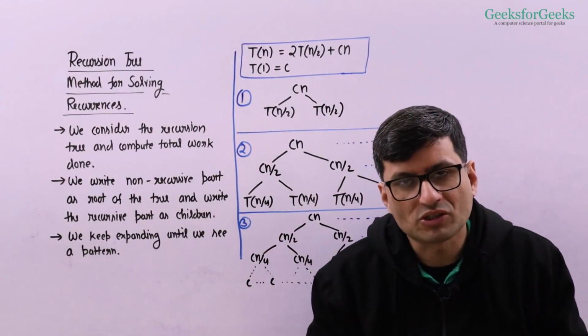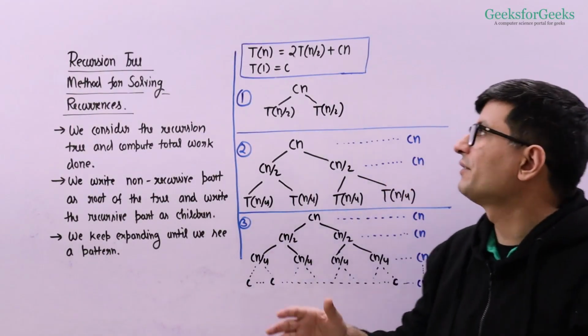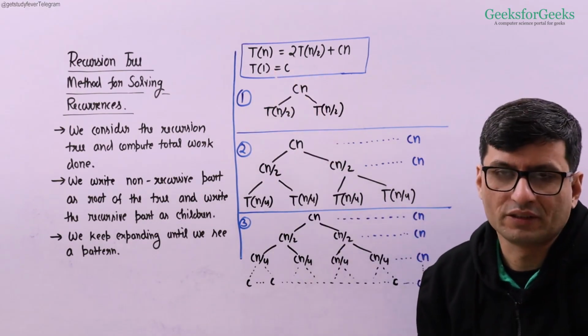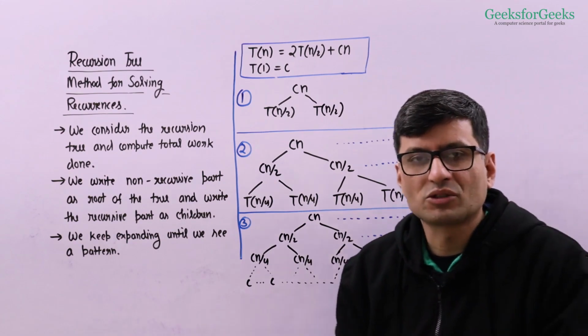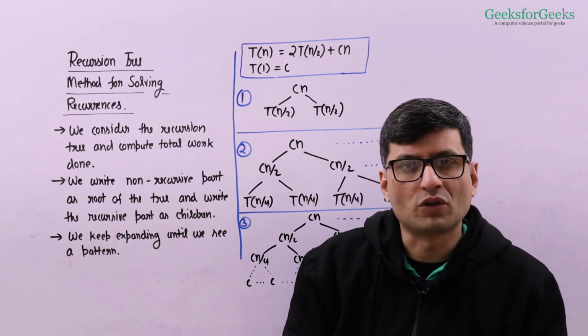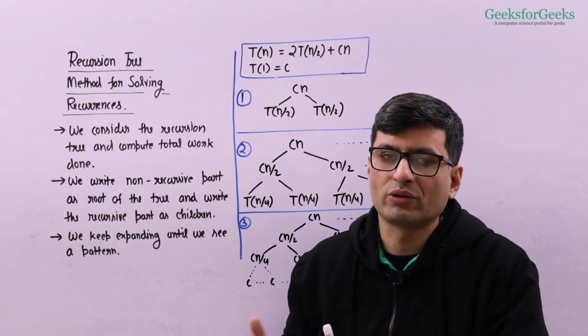Let's now talk about solving recurrences. So we are given a recurrence relation like this. We need to find the value of Tn. There are multiple methods to solve recurrences, like the master method, which requires us to remember a formula and works only for a particular form.